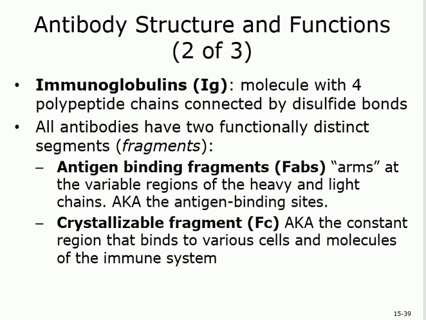All right. It consists of 4 different parts, 2 light and 2 heavy. Right? And it has 2 fragments. One of them is crystallizable, which is a constant part. It does not change. And this is the one that's going to bind to different cells. And the other one is the one that's going to deal with the antigen. And we call that antigen binding fragment, or Fab, versus the crystallizable fragment, which is Fc. F is for fragment, C is for crystallizable. This is a constant part to deal with cells, not antigen. Is that clear?